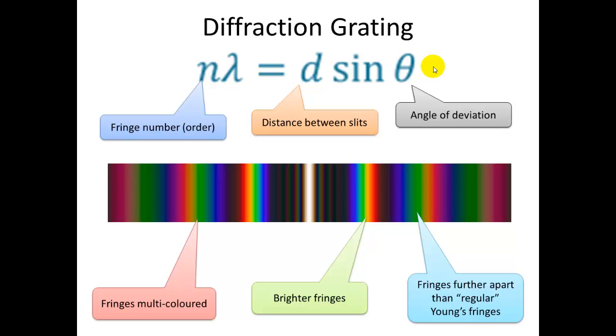First of all, each fringe is multicolored. The reason for that is that it's not just one wavelength of light, it's a mixture of wavelengths. The angles of constructive interference are slightly different for different wavelengths. The second thing is that the fringes are very bright, much brighter than the Young's fringes, because it's not just two, it will actually be many slits. Third thing is that the fringes are much further apart than the regular Young's fringes, and that's basically to do with the fact that since d, the distance between the slits, is very small, it must mean that the angle is going to be quite large.